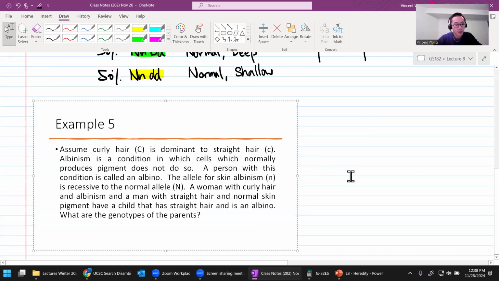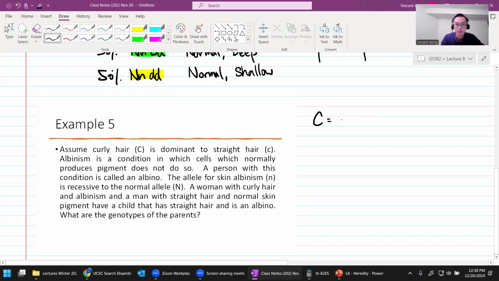Next question also has two characters that we are tracking. It's a little bit easier because the alphabets are chosen for you. So we have curly hair, which would be big C, and that's dominant over small c, straight hair. Right? It's a good idea to write it down even though it's already in the question.